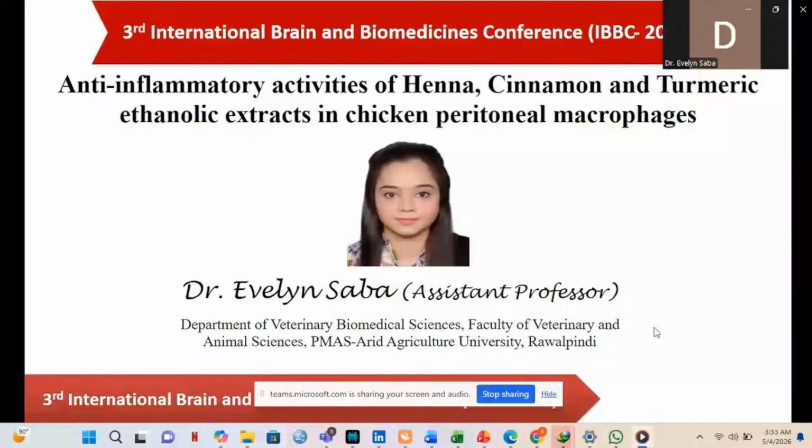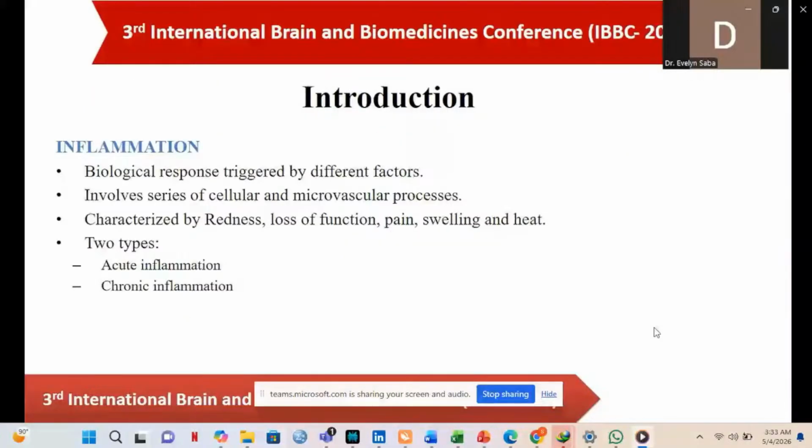So the main focus of the research is actually inflammation. Inflammation, most of you may know that it is a biological response which is triggered by many factors. In fact, it is actually the natural response of the body towards a foreign invader. And it is characterized by 5 cardinal signs, which we mostly say, that is redness, loss of function, pain, swelling, and heat. So there can be 2 types of inflammation, one which is short-lived, that is acute, and the other one which may last a long time, that is chronic inflammation.